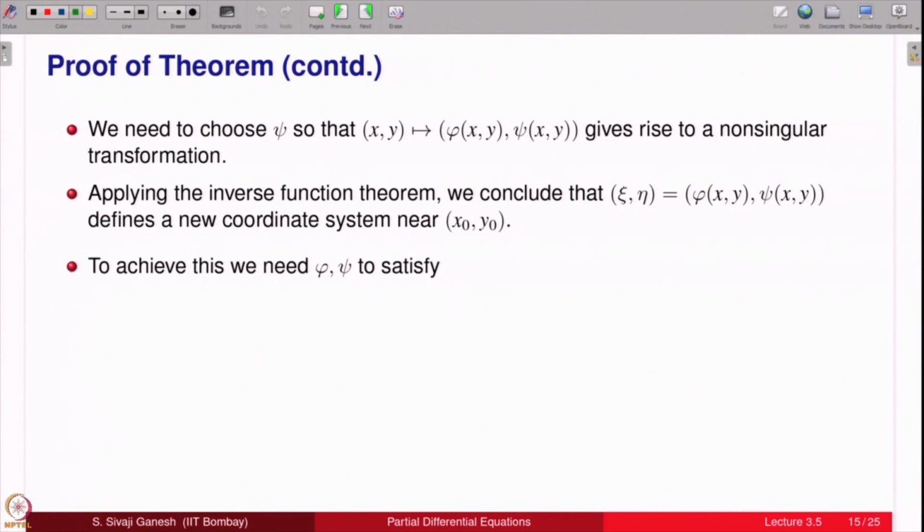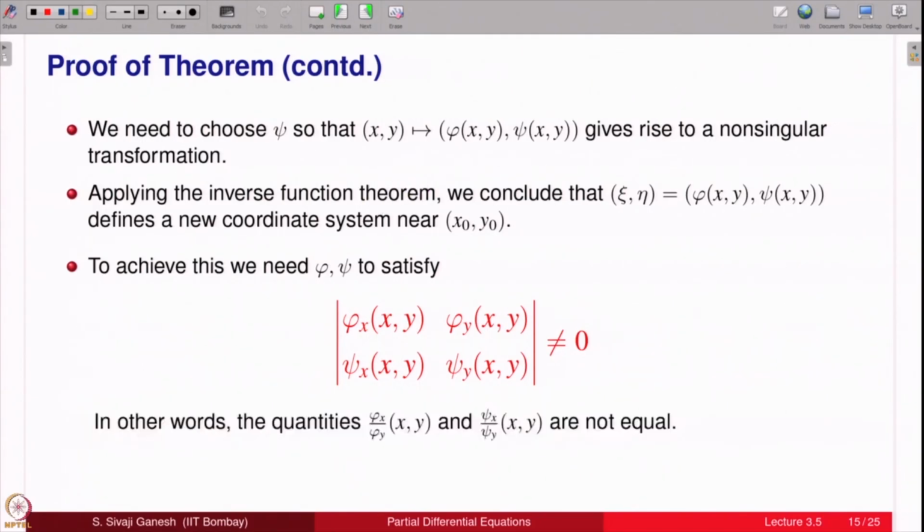To achieve this, phi and psi need to satisfy this Jacobian being non-zero, then you can apply the inverse function theorem. If the Jacobian is non-zero at x naught y naught, then the transformation xy going to phi xy, psi xy can be inverted back. So, xi eta going to capital phi of xi eta and capital psi of xi eta, we can do that. What do we mean by this being equal to 0 or not equal to 0? It just means that the quantities phi x by phi y and psi x by psi y are not equal, because this being 0 means they are equal, and not equal to 0 means they are not equal.